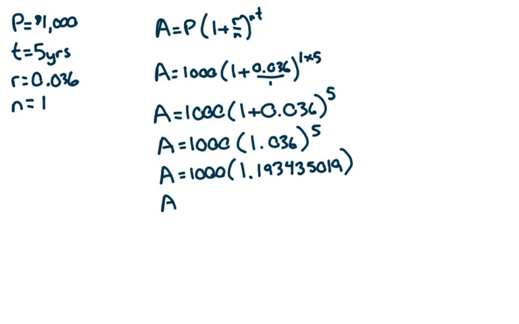Last step, multiply that out. And I'm going to write this down with every decimal and then round it. You don't always have to. 1,193.435019. To round this off, since it's money, we'll be going to 2 decimal places, 1,193 and 44 cents.